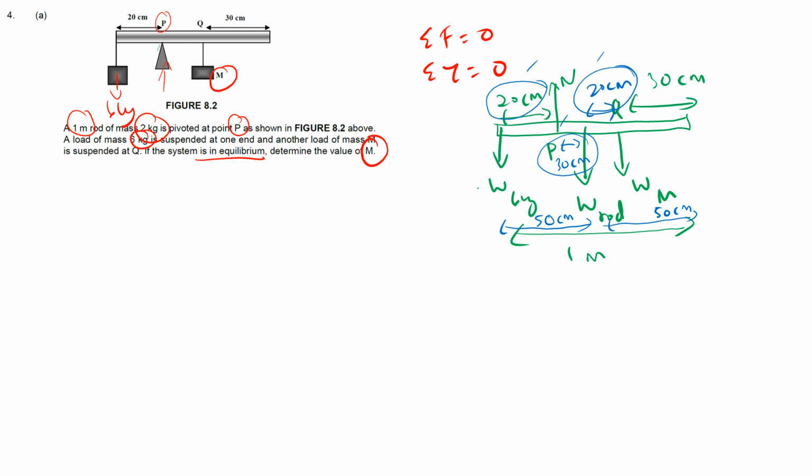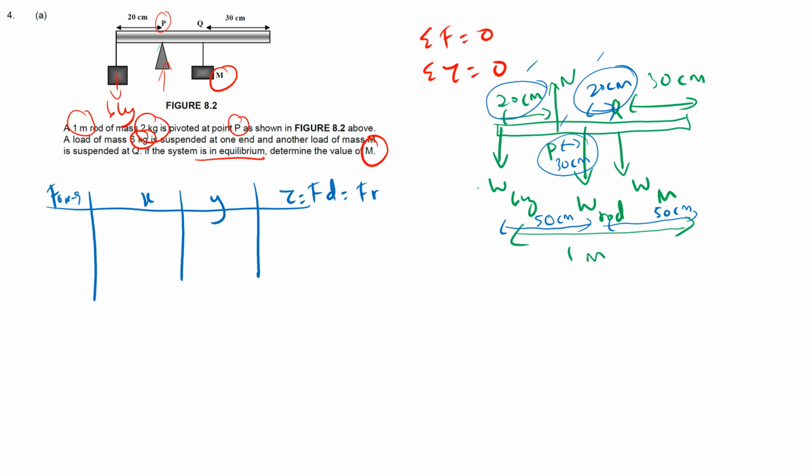Okay, free body diagram settled, make a table. As usual we make a table, except this time we have another column, torque. So forces, X, Y, torque. Torque I will write as FD equals FR sin theta, because if it is not 90 degrees, we will use FR sin theta. So how many forces do we have here? We put W, N, W rod.